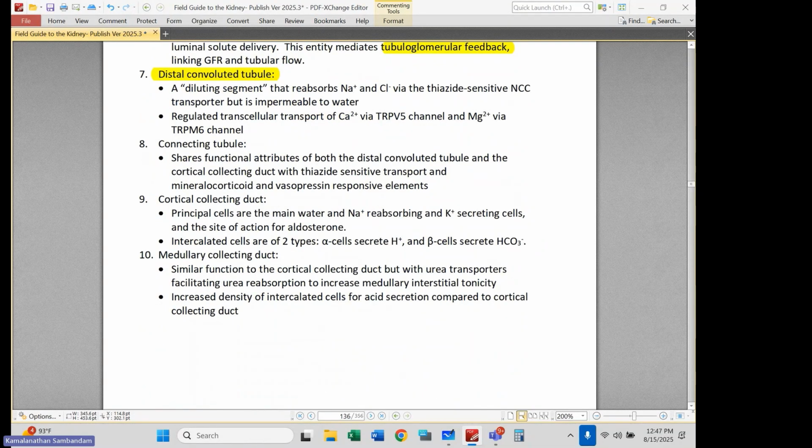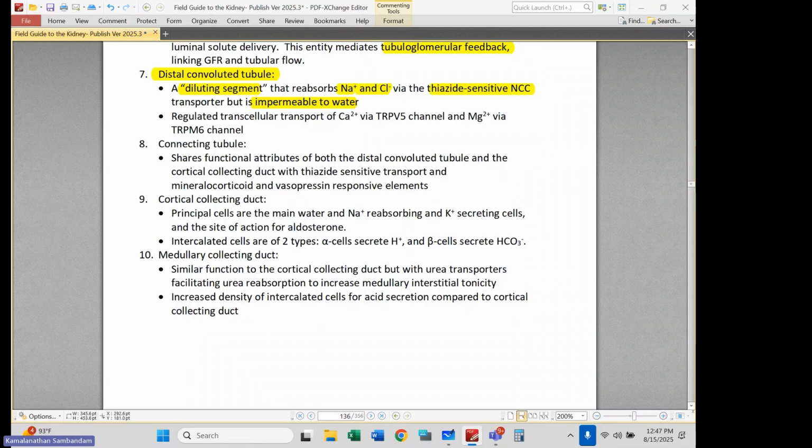The distal convoluted tubule is also a diluting segment because in this segment, we are still reabsorbing salt without water. So the DCT is impermeable to water. I reabsorb salt through NCC. Again, that is druggable. You give a thiazide, you block NCC. You need to know the distal convoluted tubule as well on the tip of your brain.